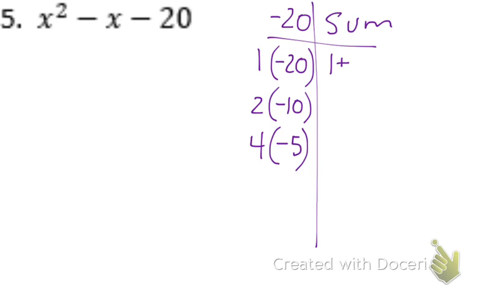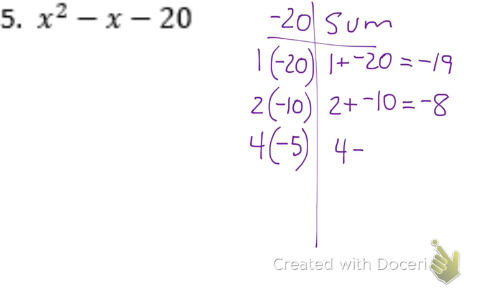Now if we add these together, you get negative 19, negative 8, and negative 1. So the pair we need is that last one. Alright, so split the middle into 4 and negative 5.